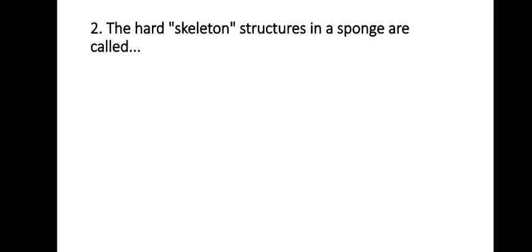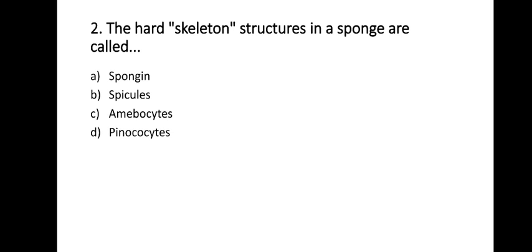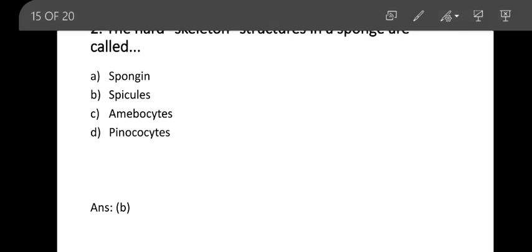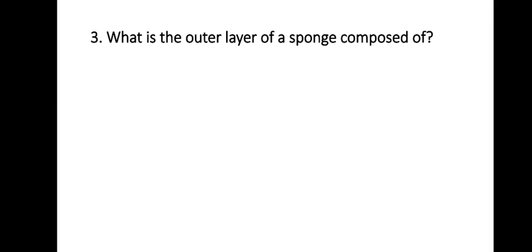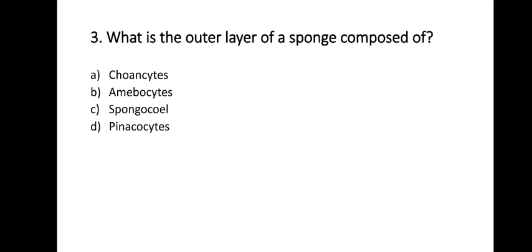The second one, the hard skeleton structure in sponges is called spongin, spicules, amoebocytes, pinacocytes. Which is the right answer? The skeleton structure in sponge is called spicule. Next one. What is the outer layer of sponge composed of? Choanocytes, amoebocytes, spongocoel or pinacocytes? Hope you know your answer. The correct answer is D, pinacocytes.